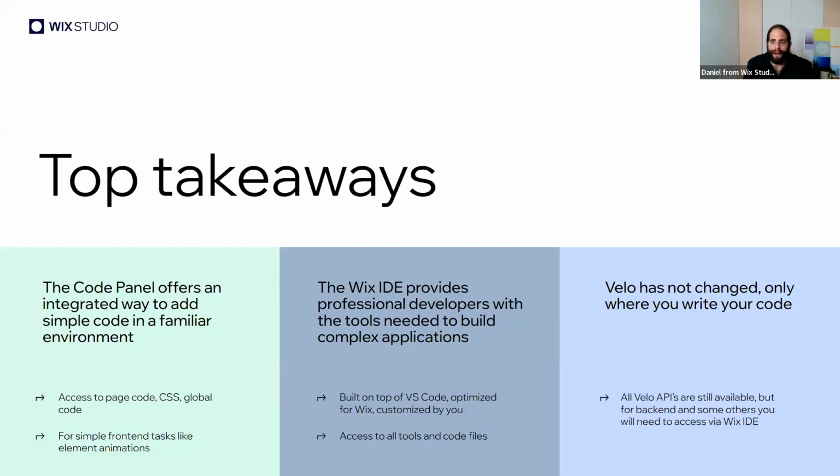Another point is Velo itself has not changed. APIs remain the same. It's where you write your code that changed, and you can always switch back from the code panel to the Wix IDE and close the Wix IDE and go to the code panel, or go from the code panel to the Wix IDE. It's only that backend code and public code can only be accessed using the Wix IDE.